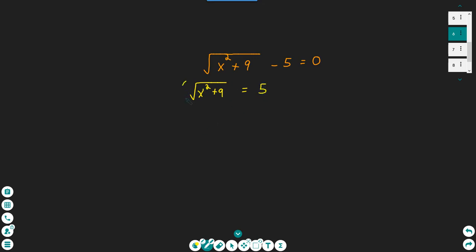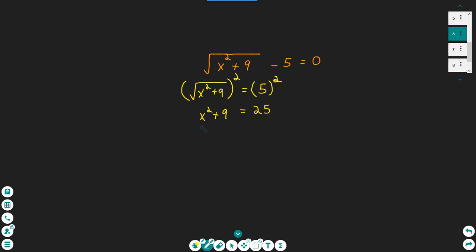Now we're going to get rid of the square root, just like we've done in the past, by squaring both sides. When we do that, we're going to end up with the x squared plus 9 on the left, and on the right, we're going to have 25. Now is where it gets a little bit dicey. So here we have an x, our variable, but it's being squared. So that might make things a little bit more complicated. How do we solve for an x when it's been squared?